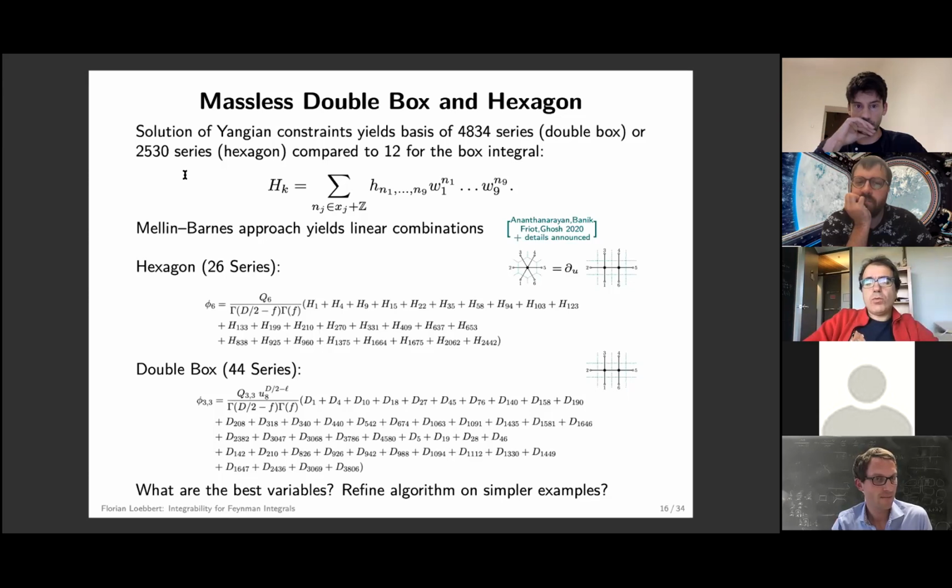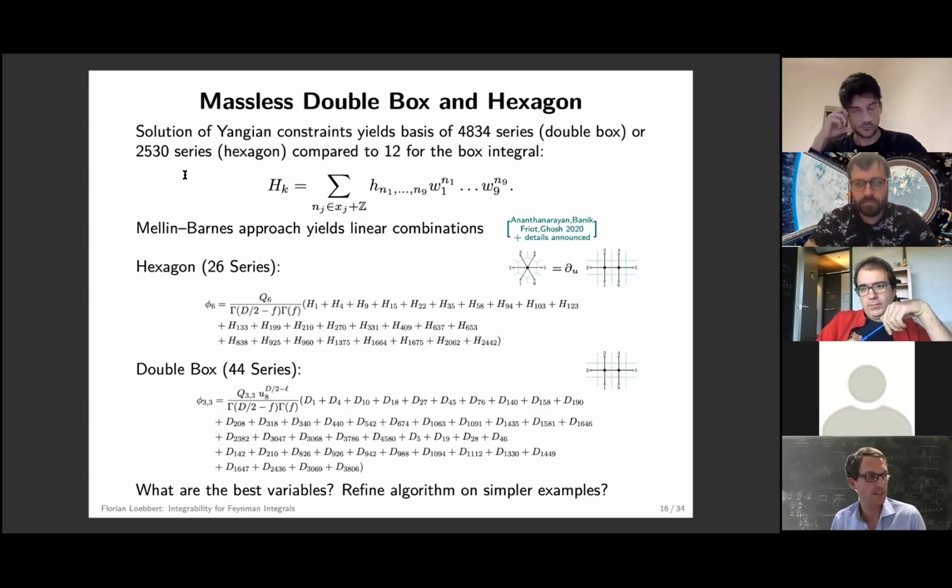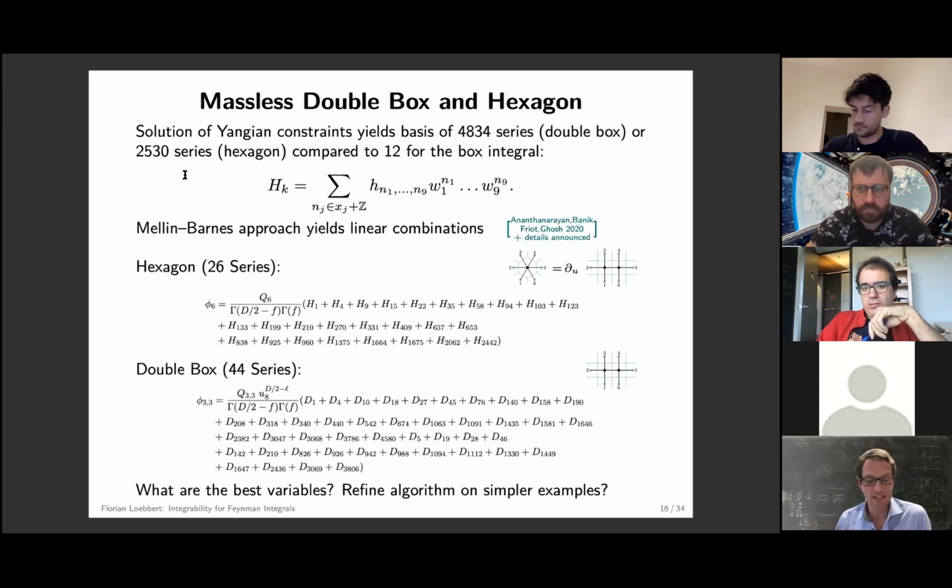So all these coefficients are 1. It's like 1 times h1, 1 times h4. In total, it's 2,530 series. Some of them are 0, some of them are 1. And it seems they can also write different combinations of 26 series. You can not only take these 26, but you can also take other combinations of 26 series. So they are not independent. Yes, but this is already the case for the box integral. You can use some analytic continuation formulas to go to different kinematic regimes, so they are not really independent.